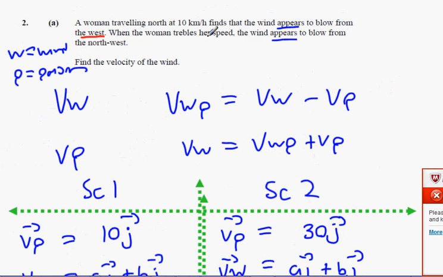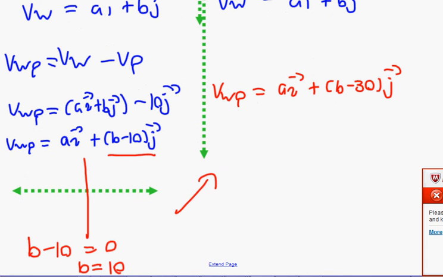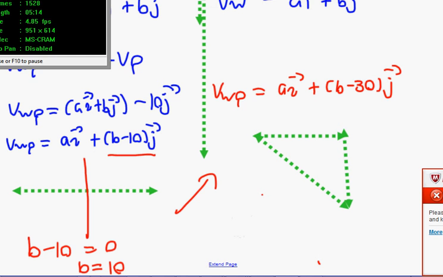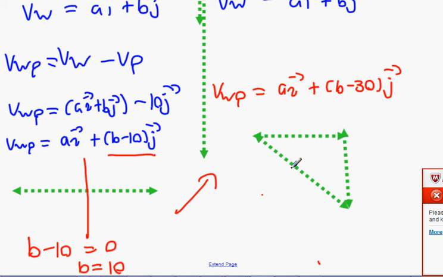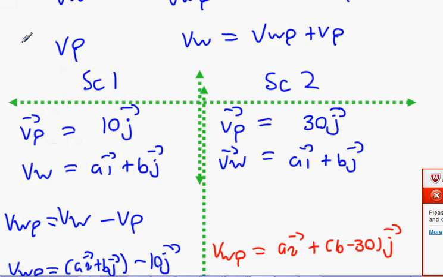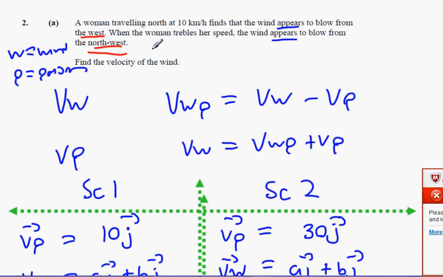the wind appears to blow from the northwest. What does that mean? It's actually blowing southeast. Now, it actually blows southeast. This wind is represented by this triangle because it's going 45 degrees. It's actually traveling, as I said, it's coming from the northwest. That means it's actually traveling southeast.